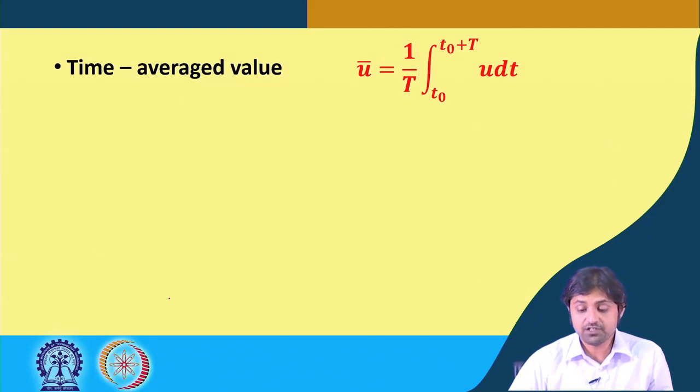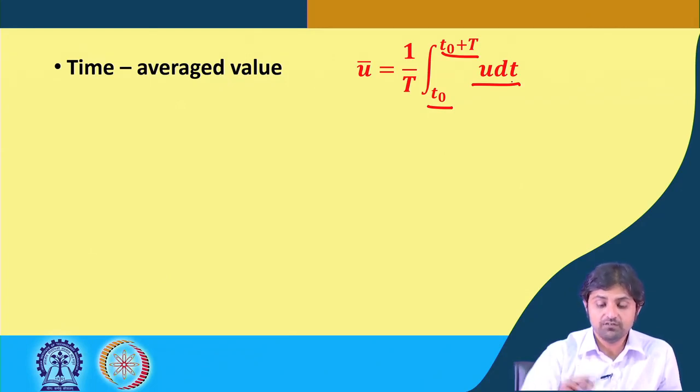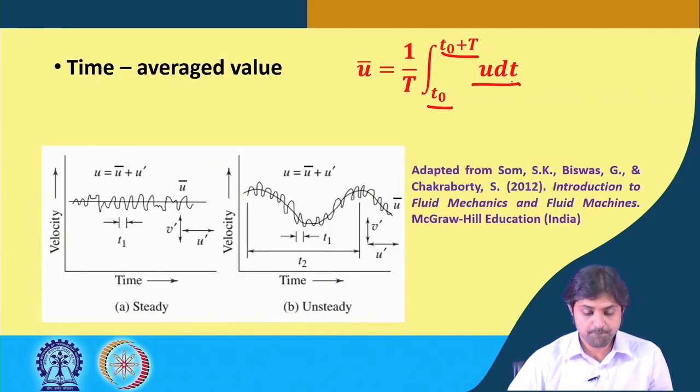What are the time averaged values? The time averaged value is obtained if we start from time t naught, integrate u dt over t naught to t naught plus t, and divide by the whole time. We have done this previously when we were deriving the laminar flow. We have used time averaged values.